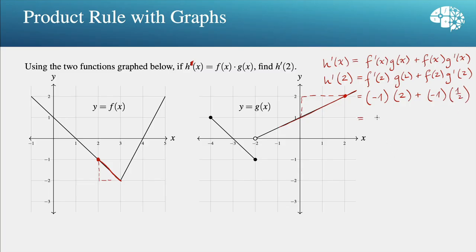And then we can simplify this. -1 times 2 is -2. And then minus, because that -1 times 1/2 is 1/2. So -2 minus 1/2, or -5/2.